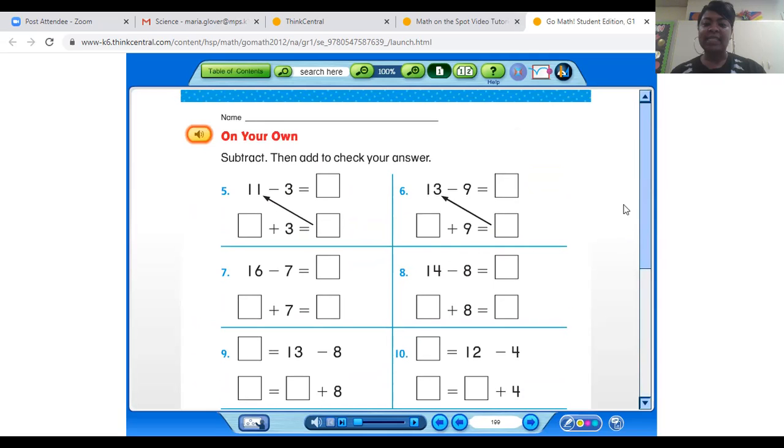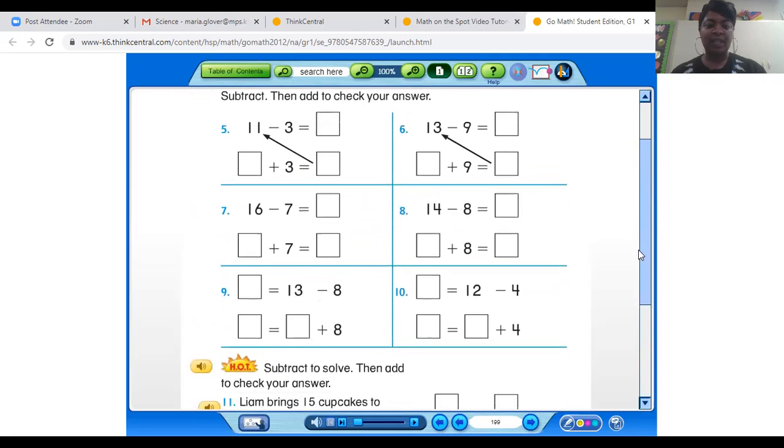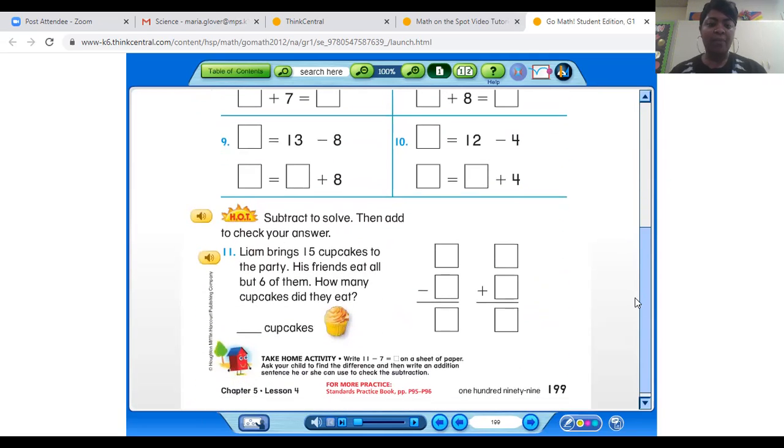And I believe that you guys can do it, okay? All right, you're going to look at the hot problem. You can subtract to solve, and then you can add to check your answer. So let's walk through it. Liam brings 15 cupcakes to the party. His friends eat all but 6 of them. How many cupcakes did they eat?